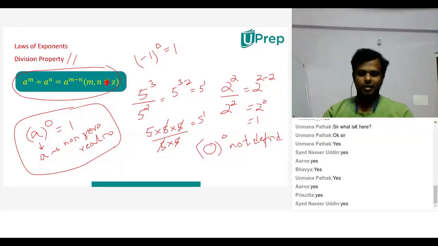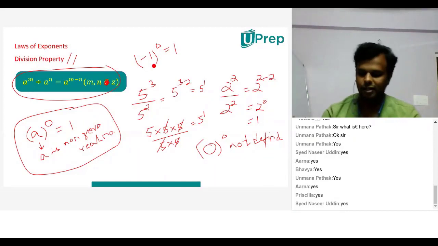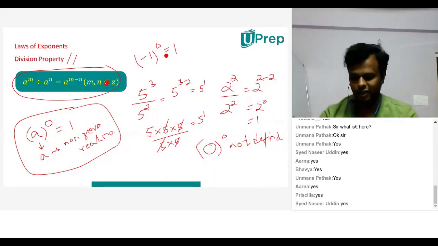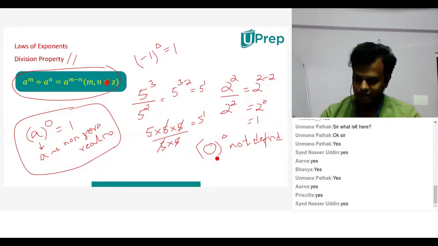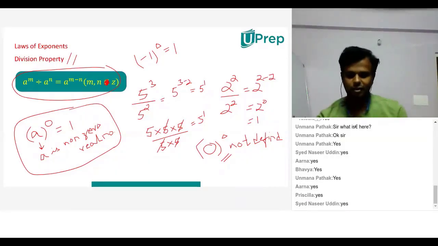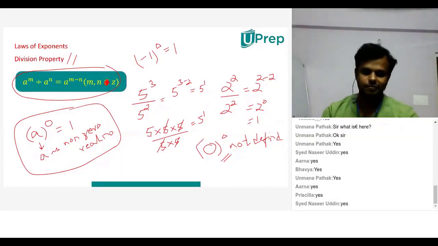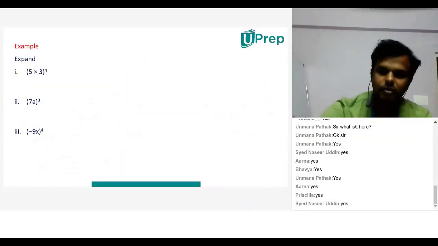See, what I'm saying here is, A power zero is one. A should be a non-zero real number. That means A can be a negative number or a positive number. If it is raised to 0, it is 1. Only 0 power 0 is not defined. Apart from that, if A is a negative or positive number raised to power 0, it is 1. Please remember this, children. Moving on.